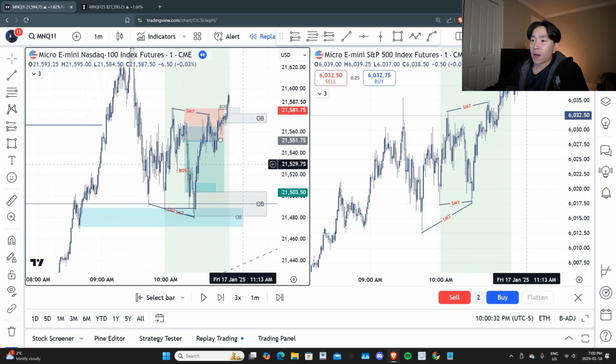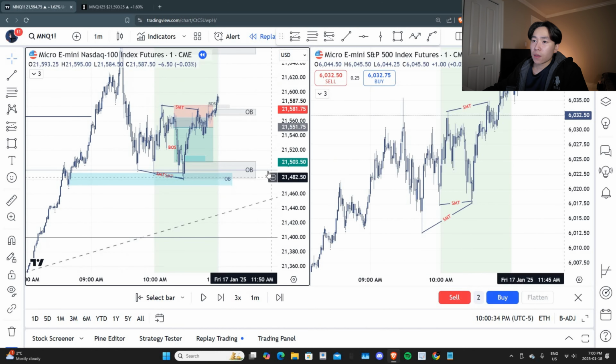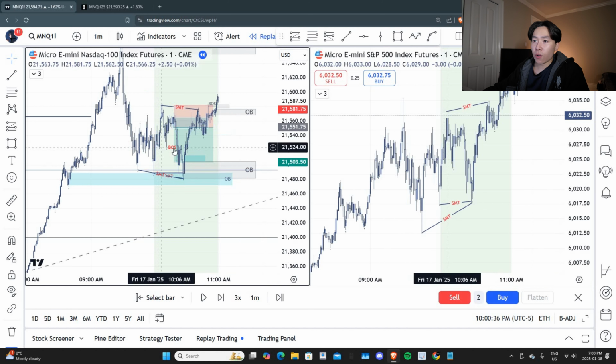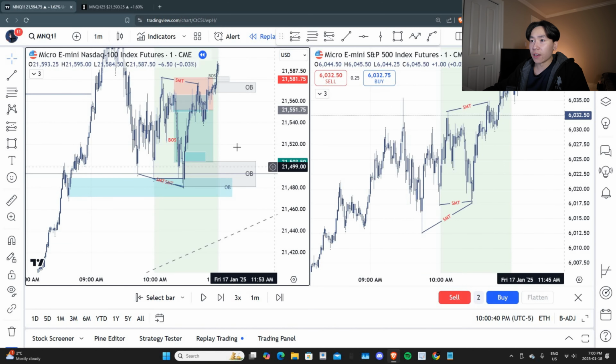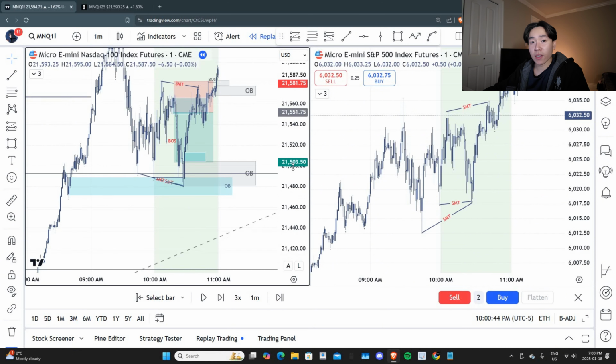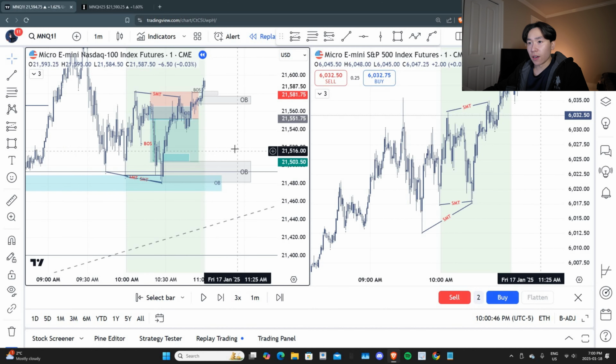So basically, during this time, I did see this area forming right here, and I was feeling a little bit emotional. I wanted to do a market entry for longs, and honestly, in hindsight, that would have played out, but I didn't want to break my strategy.